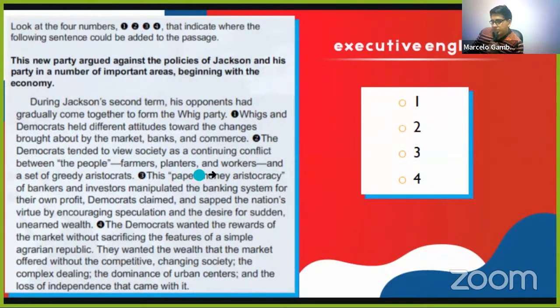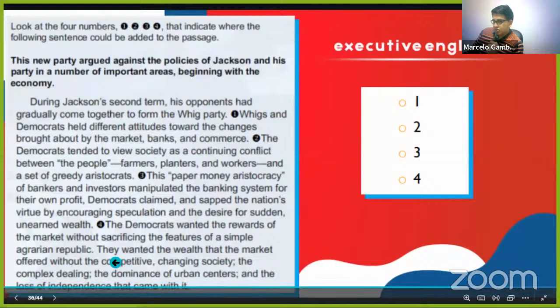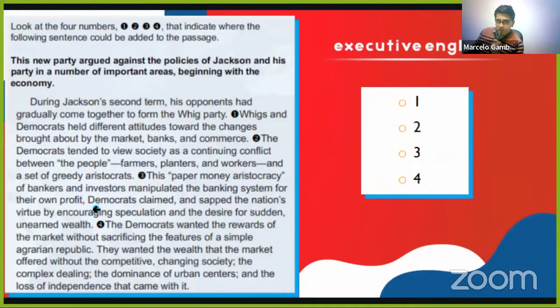This paper money aristocracy of bankers and investors manipulated the banking system for their own profit. Democrats claimed it would sap the nation's virtue by encouraging speculation and the desire for sudden unearned wealth. Again, they're not talking specifically about the Democrats. They're talking about some of the Democrats' positions, their beliefs. So it doesn't make any sense to put it in number 4. Therefore, it's number 1.